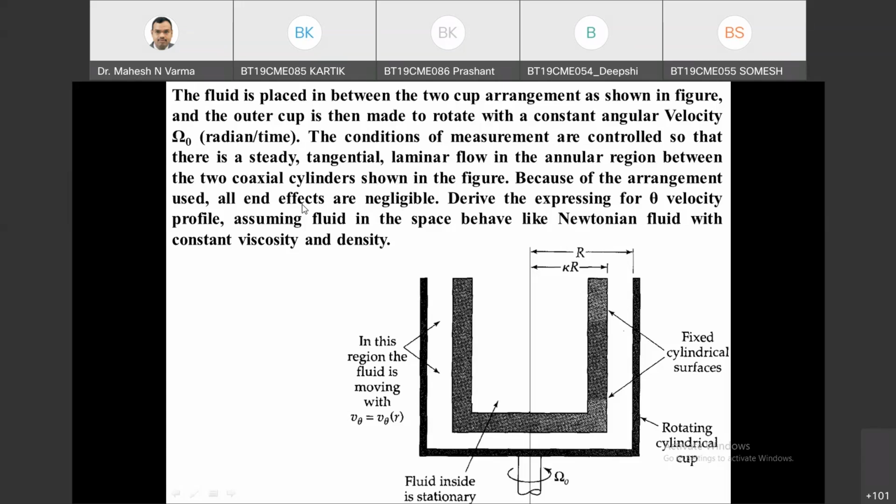Anybody else in the class? Why is V theta not a function of Z? Because one end of the cup is closed. So one end of the cup is closed, that's why it won't be a function of Z. End effects. It is a function of Z, but we are neglecting it. It is not a function of Z. It is a function of R only. Why can it be considered that V theta is not a function of Z? Any logical reasoning for this?